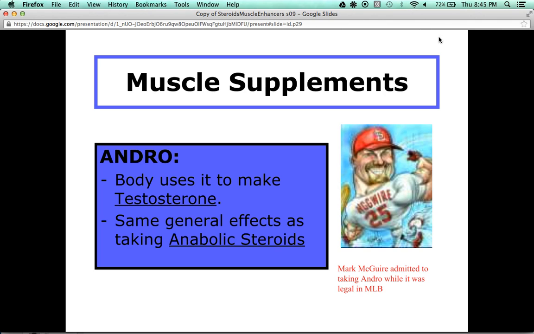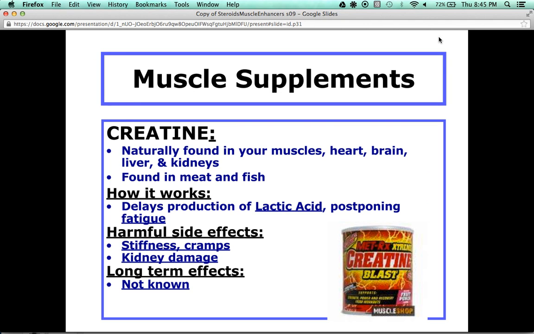Now, a couple other different types of muscle supplements. Andro, which actually became very popular in the mid 90s when the home run slugger Mark McGwire admitted to taking this while it was legal in Major League Baseball. It basically acts and does the same general effects as taking anabolic steroids. It's used to make testosterone in the body. And testosterone is what gives us the muscles that we need and what gives us the opportunity to build and grow and repair those muscles at a more rapid pace. So Andro is just another muscle supplement that is used to enhance these effects.